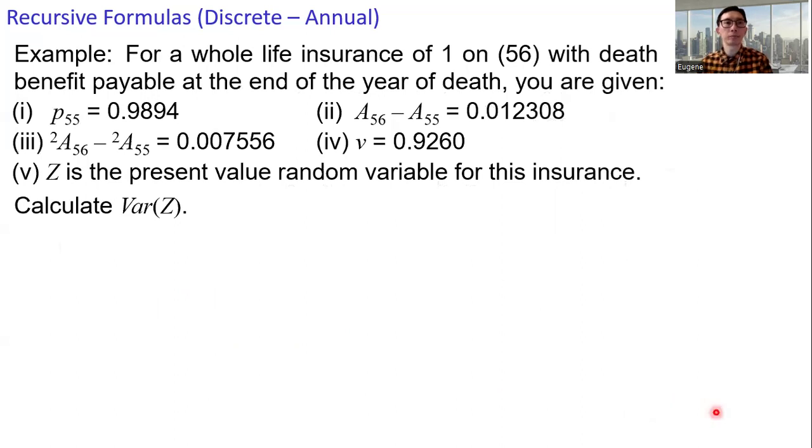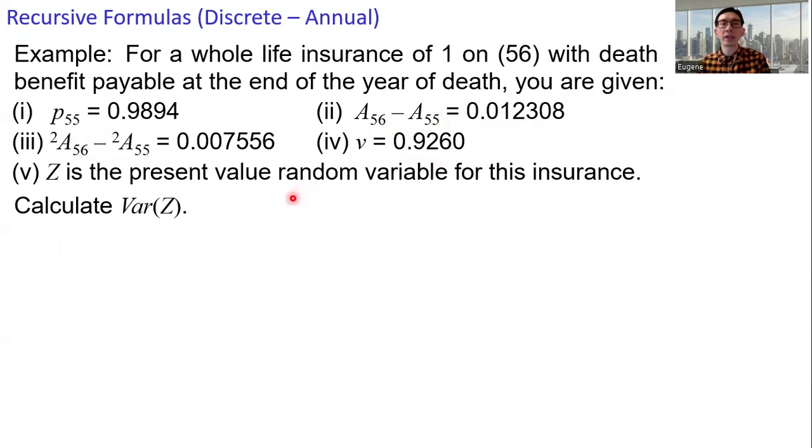Another example. For a whole life insurance of one on 56, death benefit payable at the end of the year of death, we are given the value of p55, the difference of A56 minus A55, 0.012308, and then the difference between the two second moments, as well as nu. Nu is 0.926.